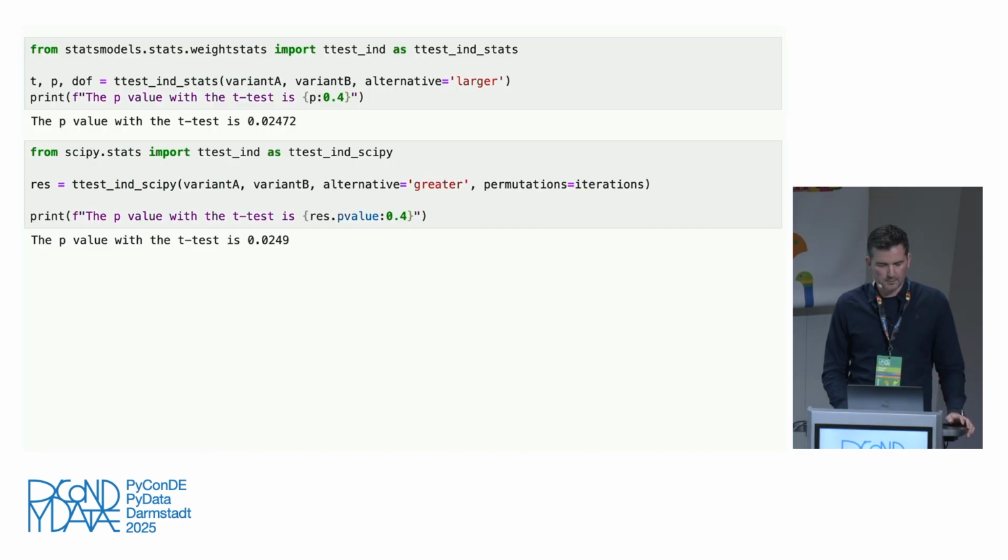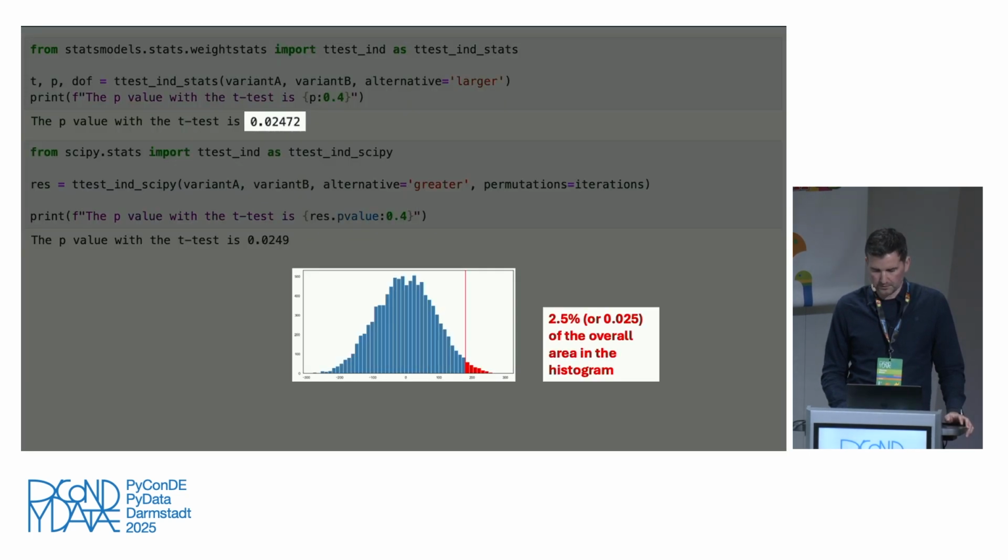Then you might argue, okay, but we had this t-test statistic that you showed us before from statsmodels. And yes, if you look at the result, it's 0.02472. Compare this to what we got with the shuffling approach. It's pretty similar. It's not exactly the same. I mean, as you can imagine, if I do this test again, it might also be slightly different.